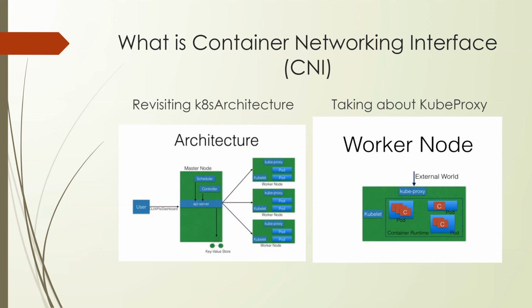This is a new diagram I have pulled out. What it does is, here is a user who is a client, on the dashboard or on the CLI, trying to connect to the API server. The API server for Kubernetes has components like scheduler, controller, and the etcd key value store.